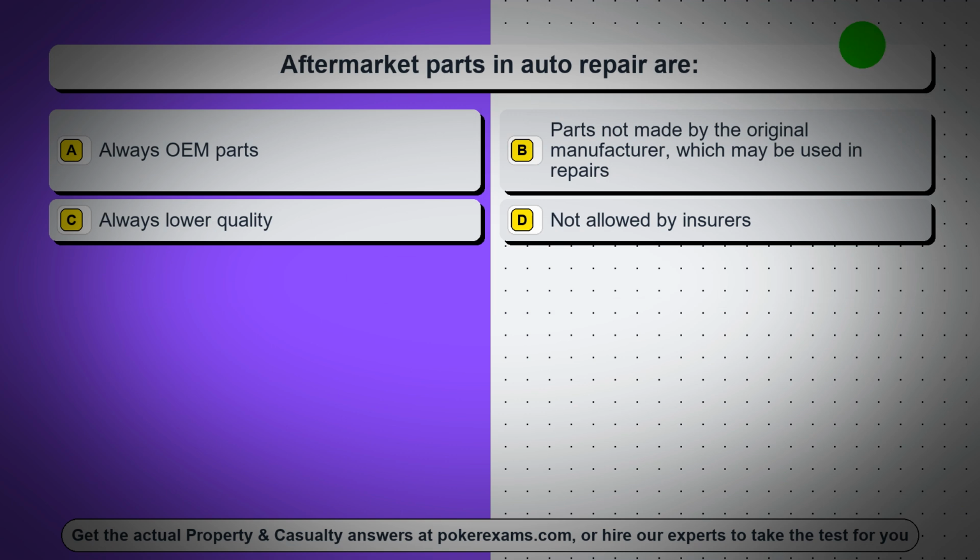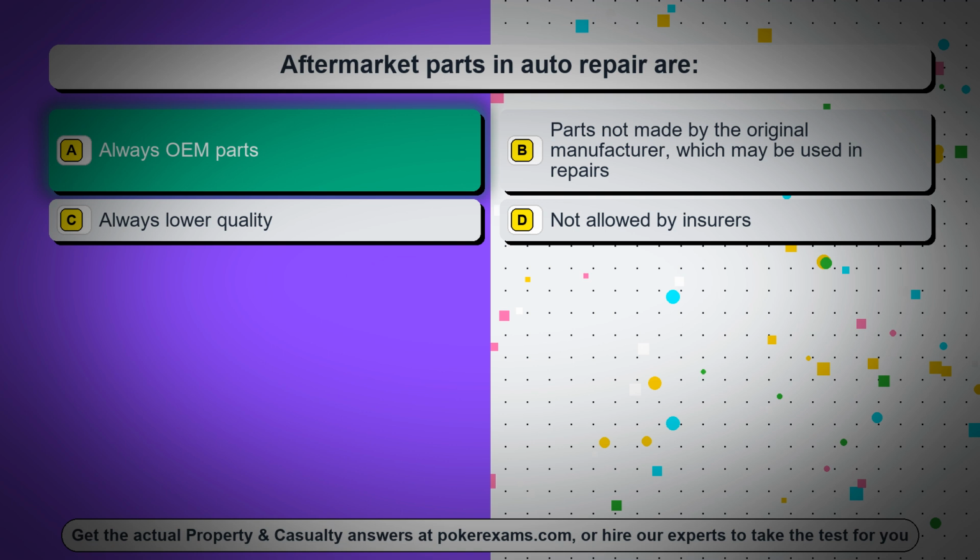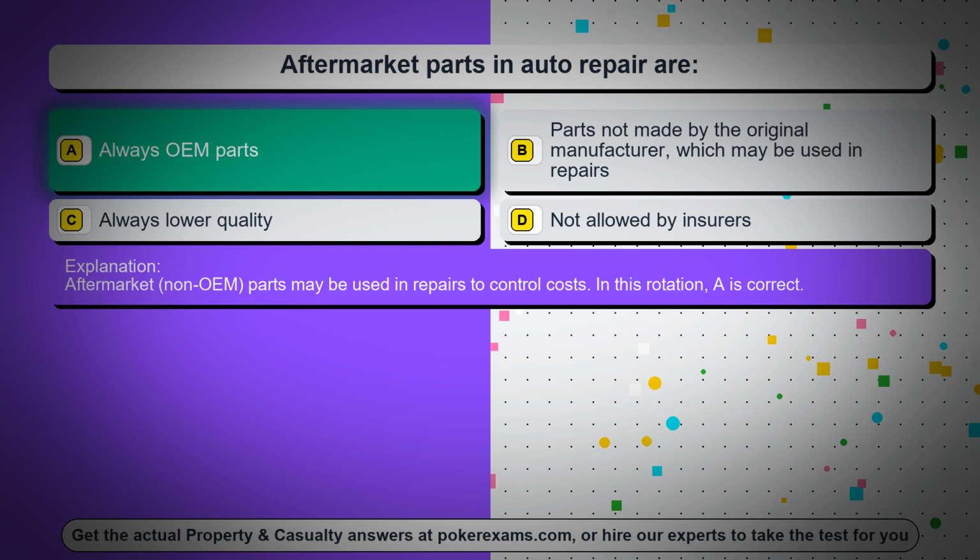Question 55. Aftermarket parts in auto repair are. Option A, always OEM parts. Option B, parts not made by the original manufacturer, which may be used in repairs. Option C, always lower quality. Option D, not allowed by insurers. The correct answer is option A, always OEM parts. Aftermarket, non-OEM, parts may be used in repairs to control costs. In this rotation, A is correct.